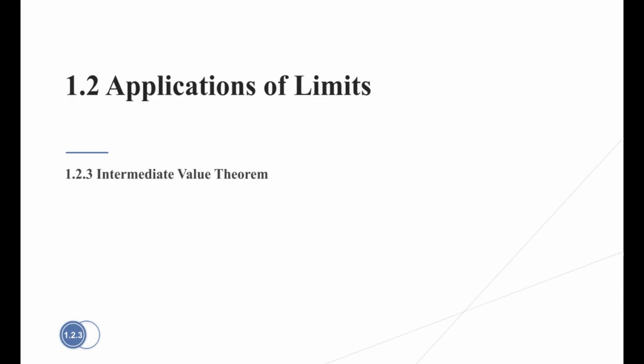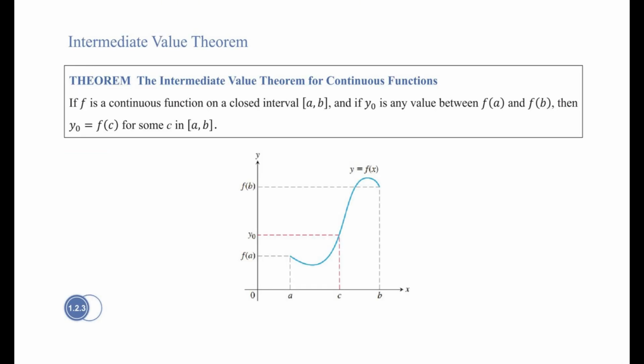Intermediate Value Theorem. The Intermediate Value Theorem says that if a function is continuous on the interval [a, b], then it must hit every y value between f(a) and f(b). So if y0 is between f(a) and f(b), then there must be some c between a and b where f(c) equals y0. The graph shows this idea. Since the curve is continuous, it cannot jump over the value y0. It has to pass through it.